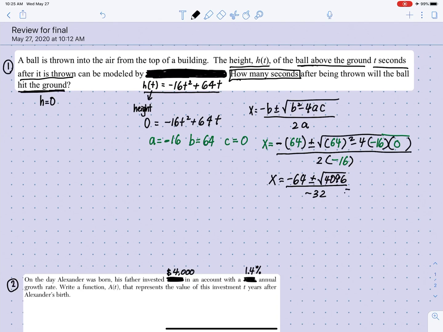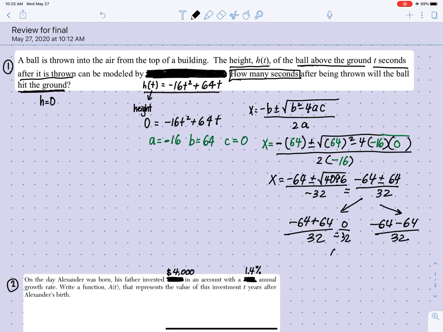So once again, we're simplifying. Negative 64 plus or minus. Now the square root of 4,096 is 64, so let me write that down. So quadratic functions have 2 answers because it's a variable squared. So now here we have 2 answers. We have negative 64 plus 64 over 32, and we have negative 64 minus 64 over 32. So negative 64 plus 64, that's 0, divided by 32, that's 0.